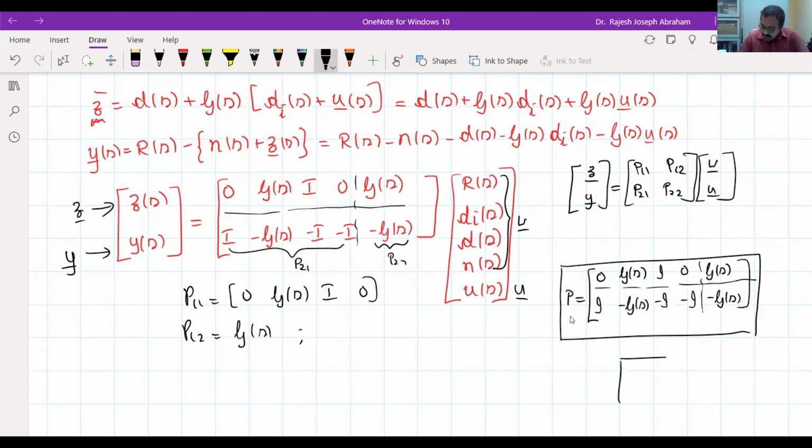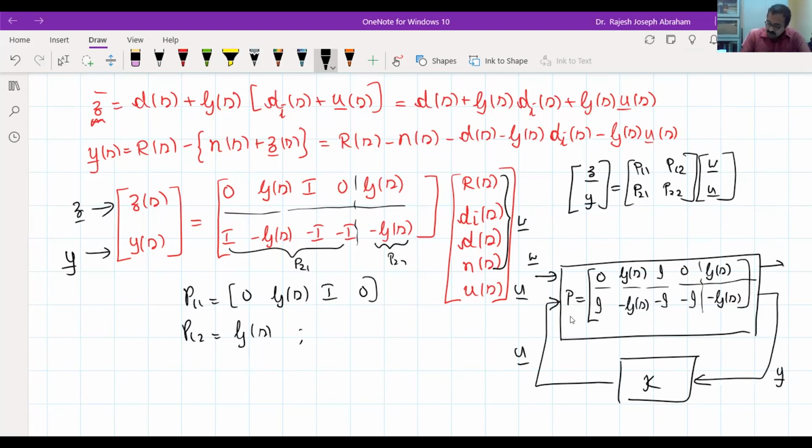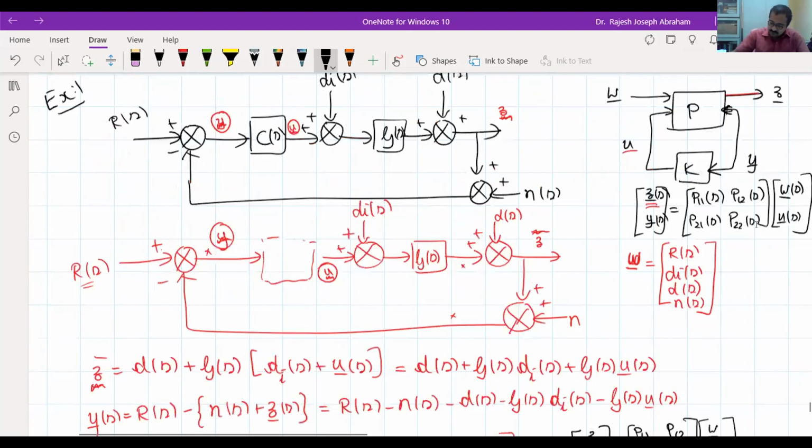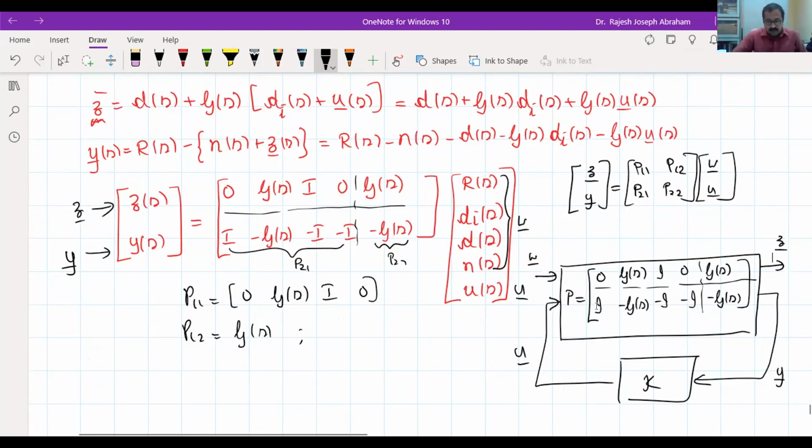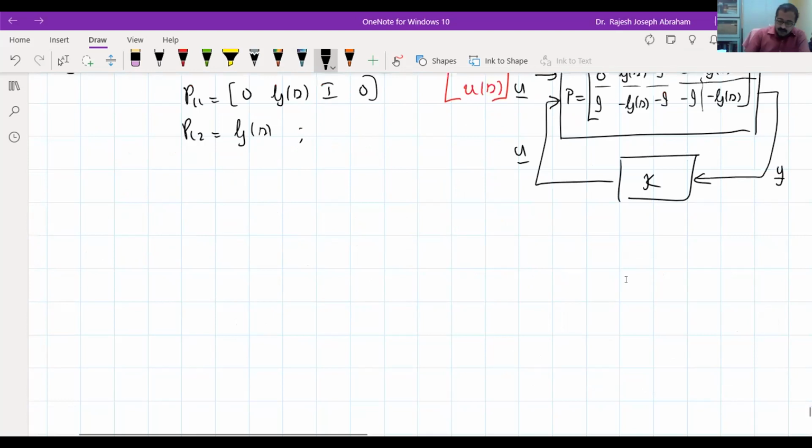So here is our controller Q. This signal is the measured output Y, and this is the control input U. This will be my exogenous input W. This is the regulated output Z. This has been represented in the standard form. So this given block diagram has been converted into the standard configuration. Am I clear? Is that okay? Fine. Let us go to example 2.